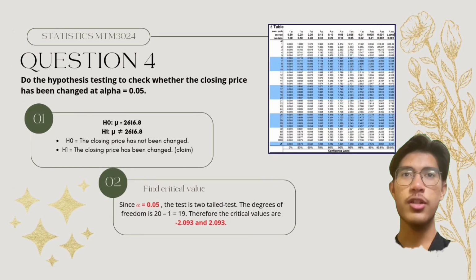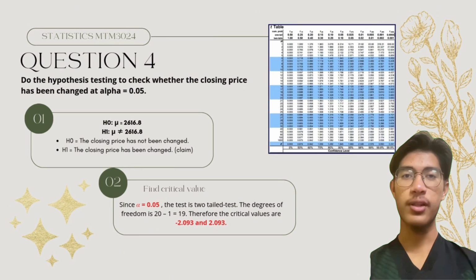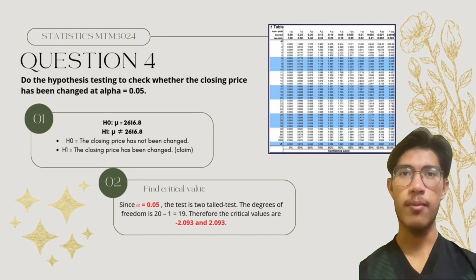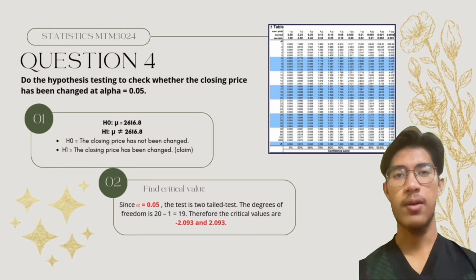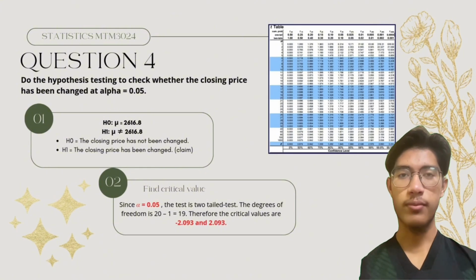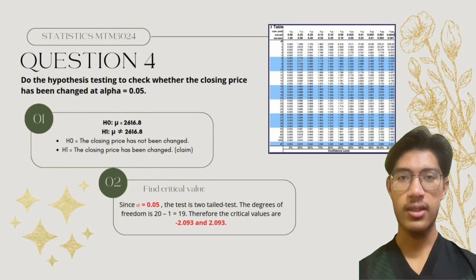So for question number 4, we are going to do a hypothesis testing on the closing price of the data, whether it changes or not at alpha equal to 0.05. For the first step, we have to find the mean and standard deviation of the data. From that, we got the value for the mean is 2647.73, while the standard deviation value is 31.233.